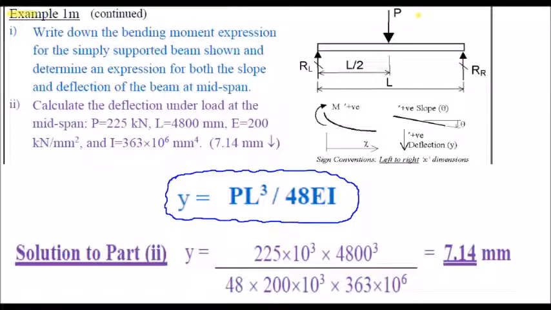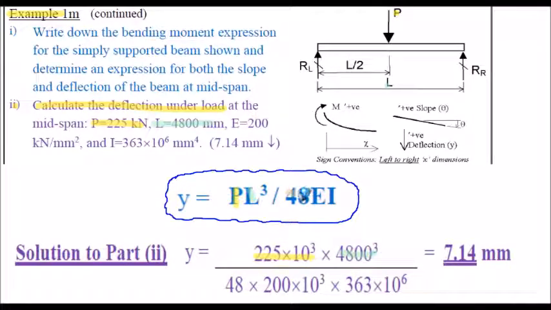So example 1 continued, this is part 2. We're now asked to calculate the deflection under the load at the midspan. I'm given in the question that P is 225 kilonewtons, so that's the load applied in the middle. So my concentrated point load P is 225 times 10 to the 3. I'm given the length of the beam. Length is 4,800 millimeters, so I've got the L. Don't forget the L is cubed here.